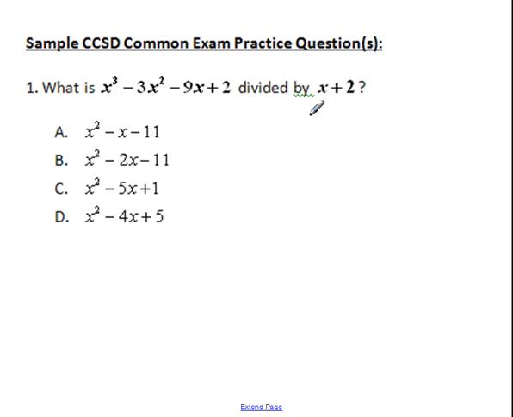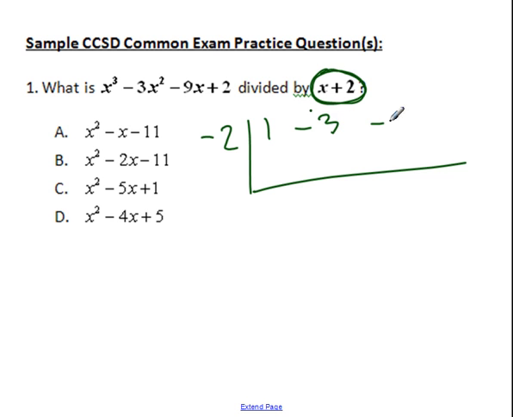Alright, and our last little sample CCSD question. This is what your semester exam question is going to look like at the end of the year here in June. We're going to do our same thing. Again, this is a factor. It's saying divided by that, so we want to use our negative 2 as we go through this. 1, negative 3.